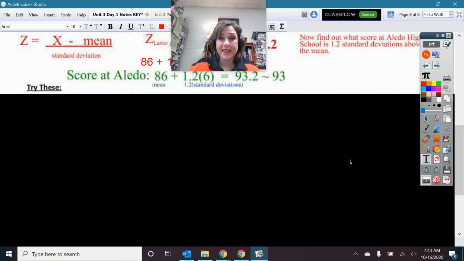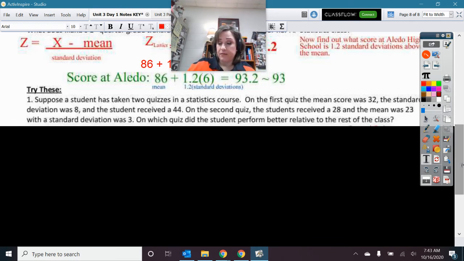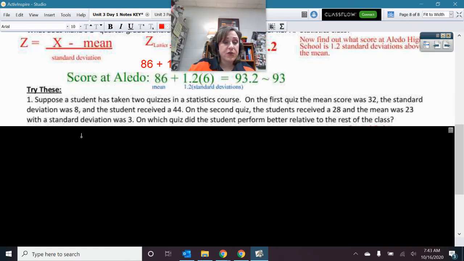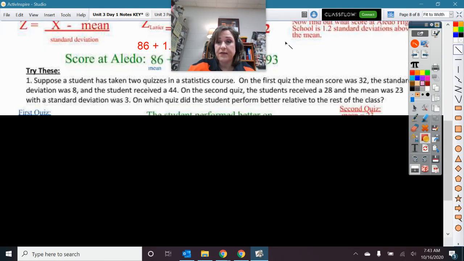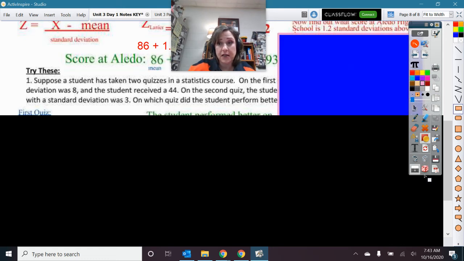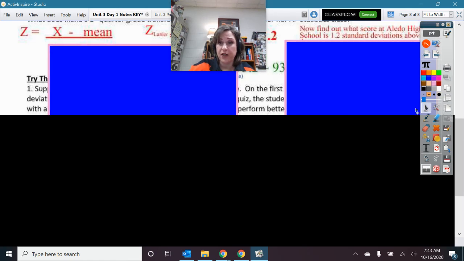So, I want you to try these ones real quick so we can do some comparison. Okay, so here we go. Suppose a student has 2 quizzes in the statistics course. On the first quiz, the mean score was 32 and a standard deviation of 8. On the second quiz, the student received a 28 and the mean was 23, and the standard deviation was 3. On which quiz did the student perform better relative to his or her peers?